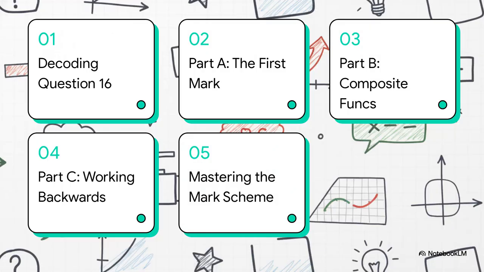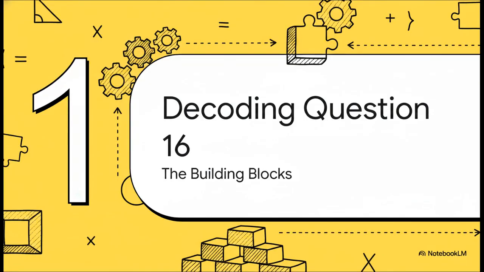So, here's the game plan. First, we'll decode the question itself. Then, we'll tackle each part, A, B, and C, one by one. And to finish, we'll master the mark scheme so you know exactly what the examiners are looking for. Let's jump right in. All right, first things first, let's get a handle on the core components of this problem.